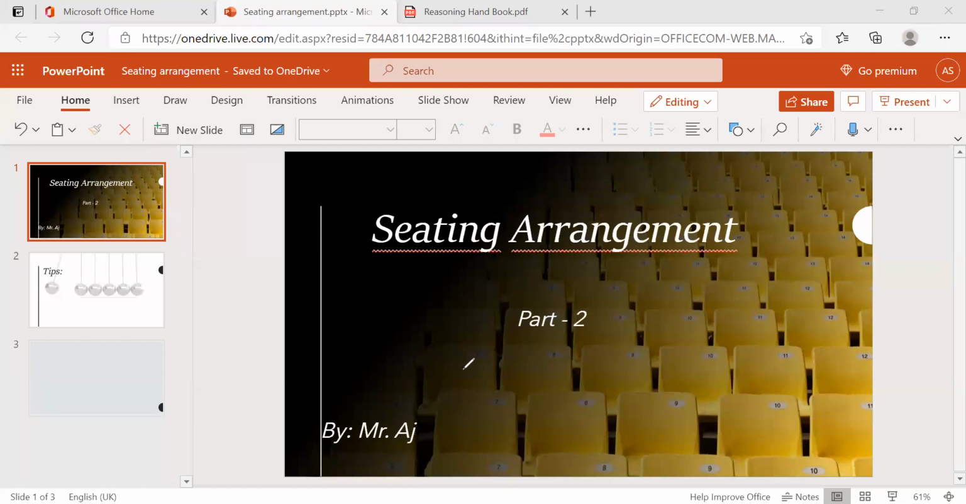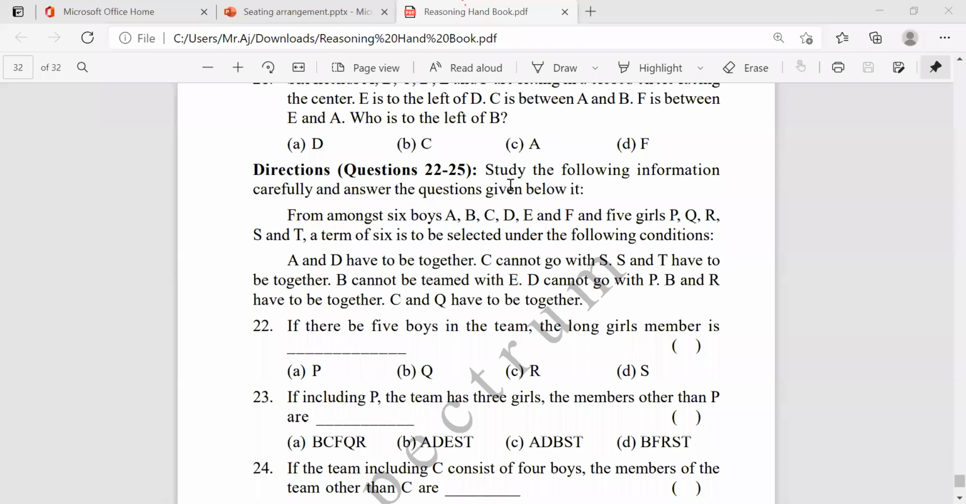So this is AJ here. We are going to discuss the part 2 section of seating arrangement problems. Yesterday we discussed the basic problems, right? Yesterday we discussed the rules and regulations, how to frame the arrangements, and some tips we already saw. Basic problems we also did yesterday. Now we're going to see some more problems.